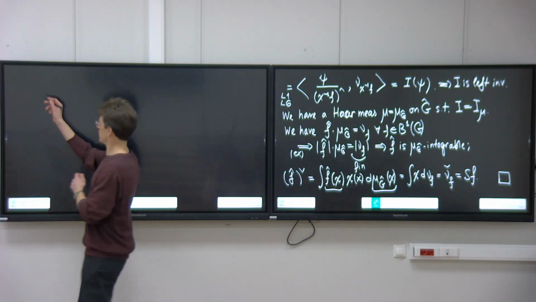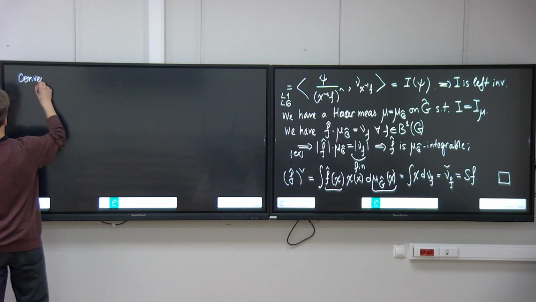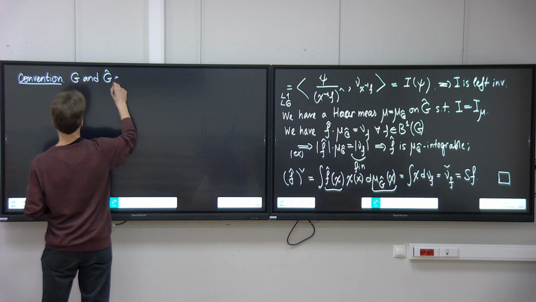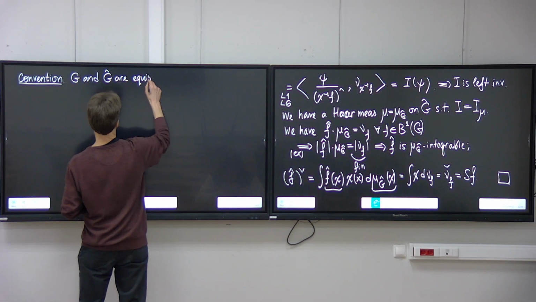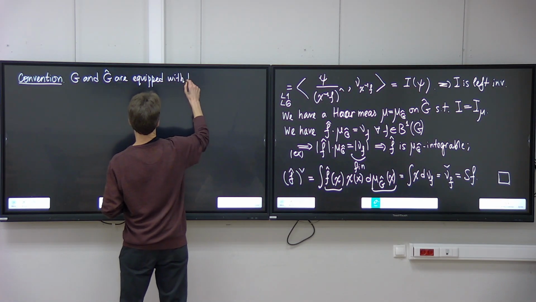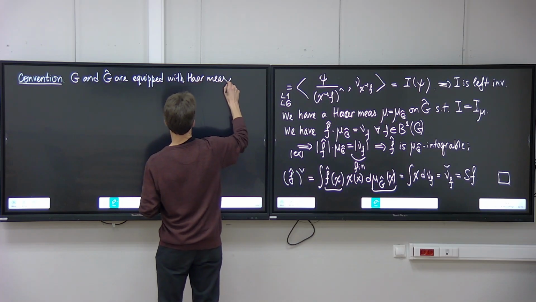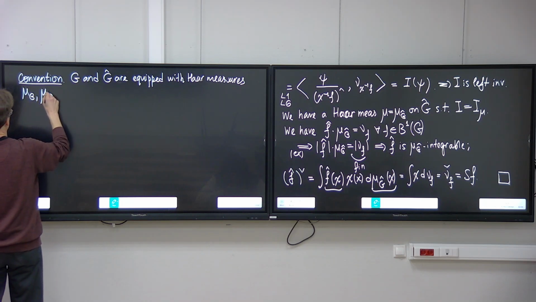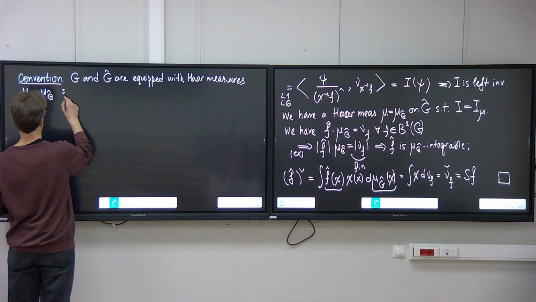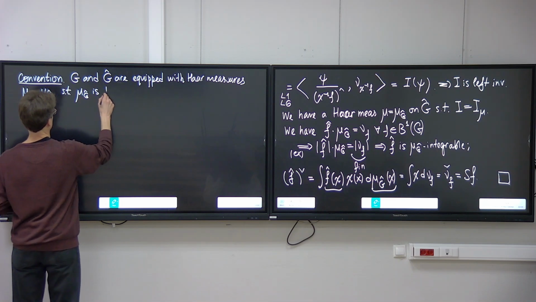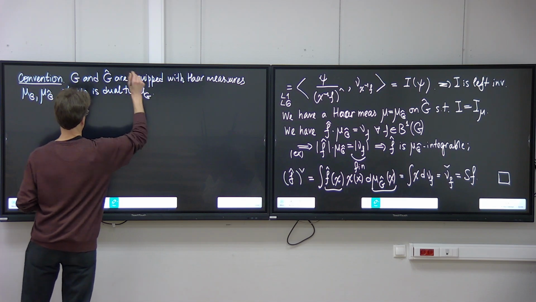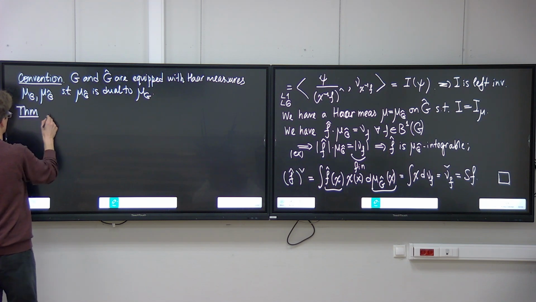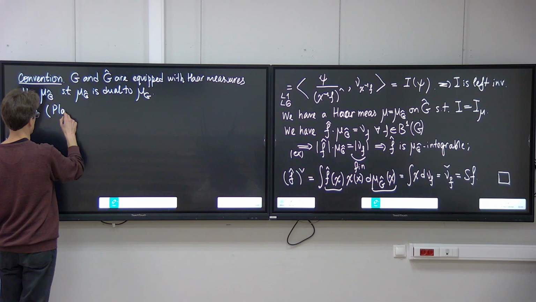So from now on, we adopt the convention that both G and G hat are equipped with our measures mu g and respectively mu g hat, in such a way that mu g hat is dual to mu g. That is, in such a way that the inversion formula holds. And we have the following result, which is basically an abstract version of Plancherel's theorem.